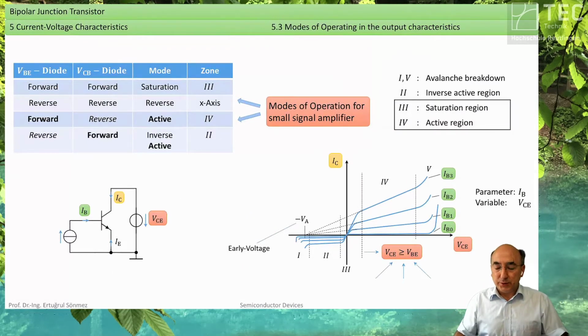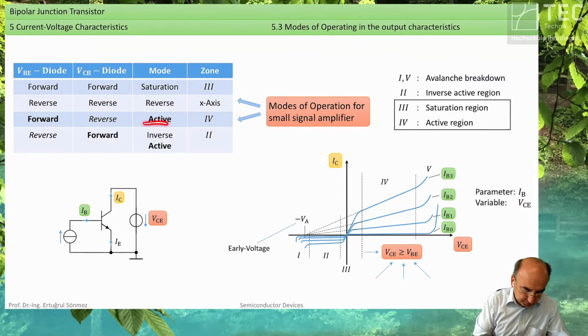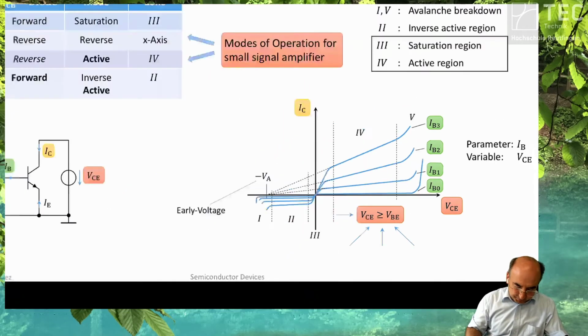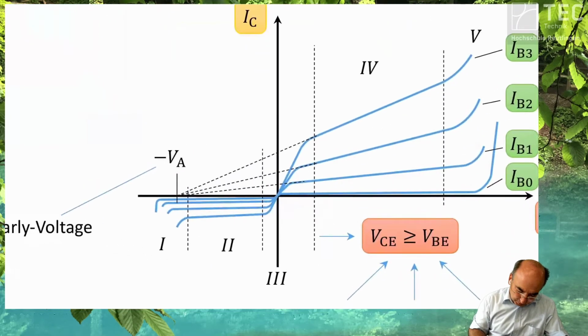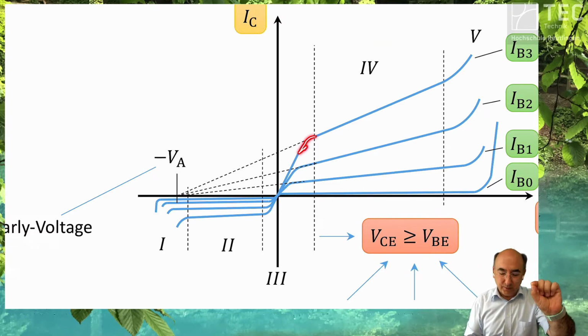And we operate our transistor here, in the active forward region, in the active region. One diode is forward biased, the other diode is reverse biased. So we are here. If the collector has a lower potential than the base potential, then you start to forward bias your collector. And this is the reason why the current is going towards zero.